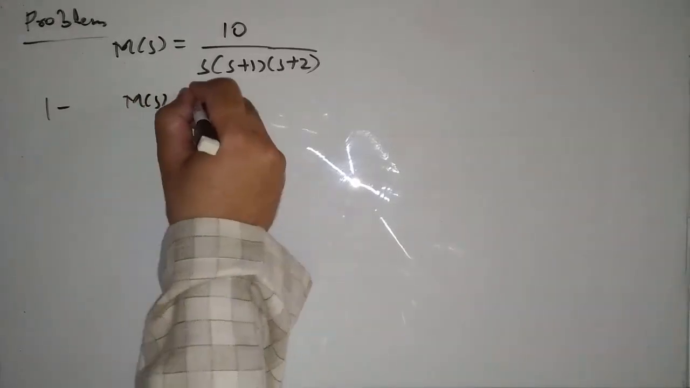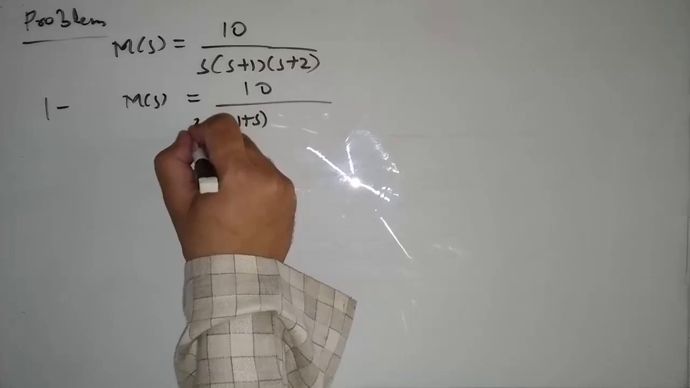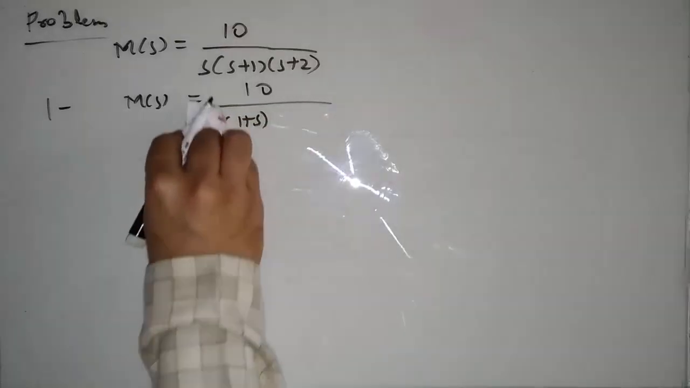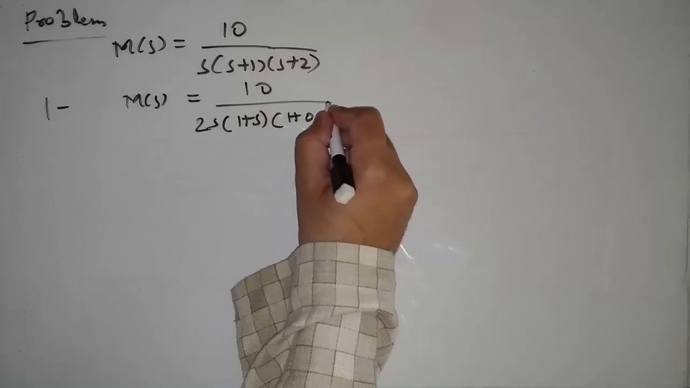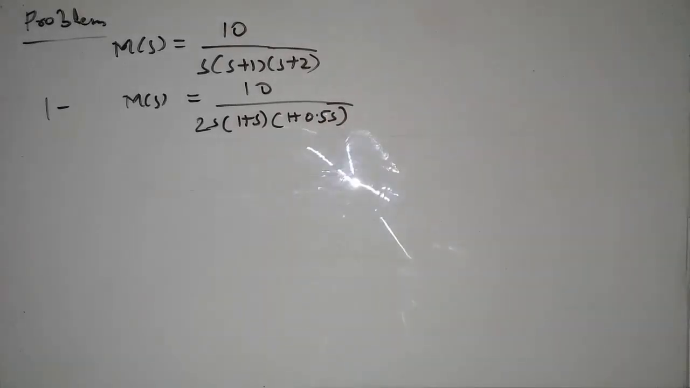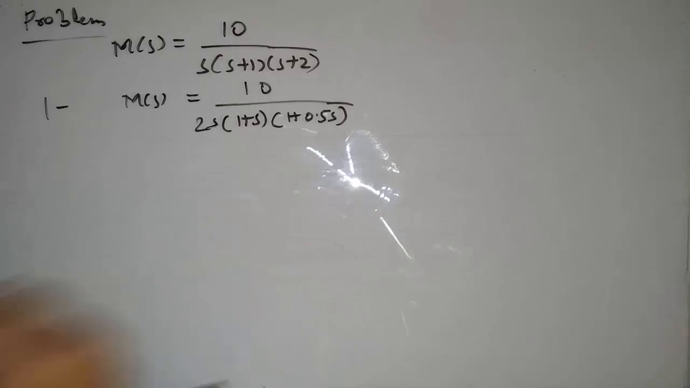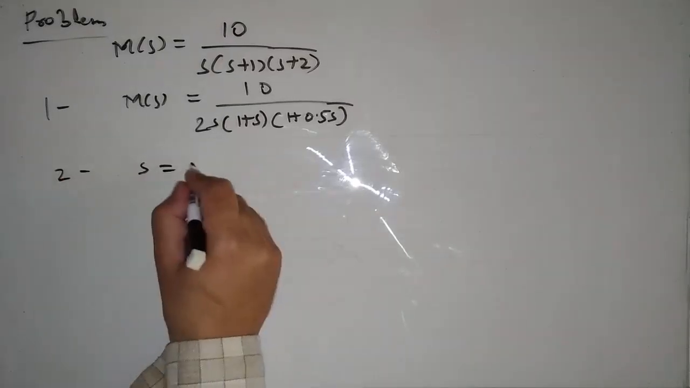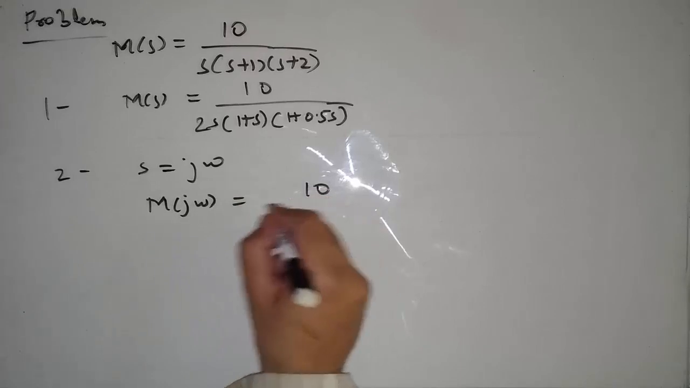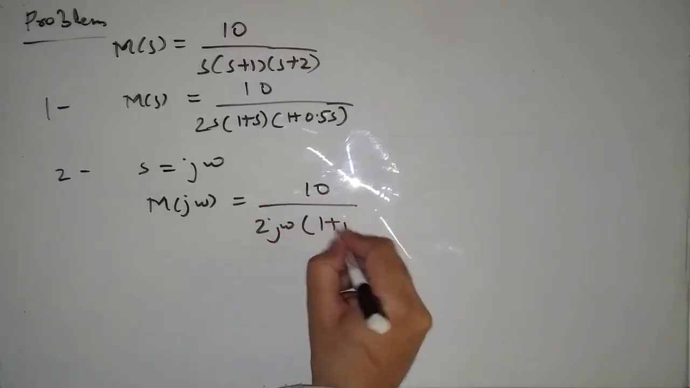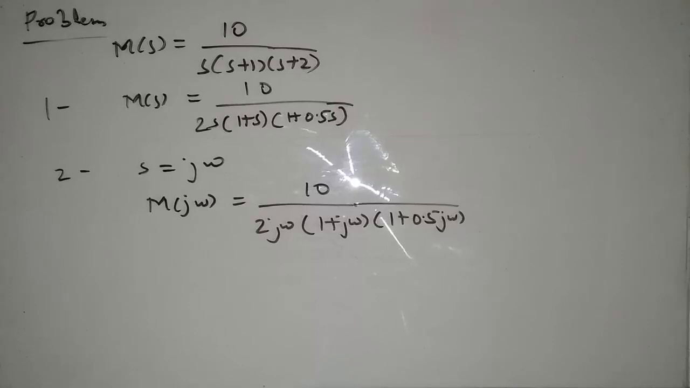This can be done by taking out the constants from inside the bracket. So this becomes 1 plus s, you take out 2, so you can write 2 into 1 plus 0.5 s. This becomes the time constant form of the given transfer function. Then the next step says to substitute s equal to j omega in order to find the frequency function. So you get M(j omega) as 10 over 2 j omega multiplied by 1 plus j omega, 1 plus 0.5 j omega. This is the required frequency function of M(s).